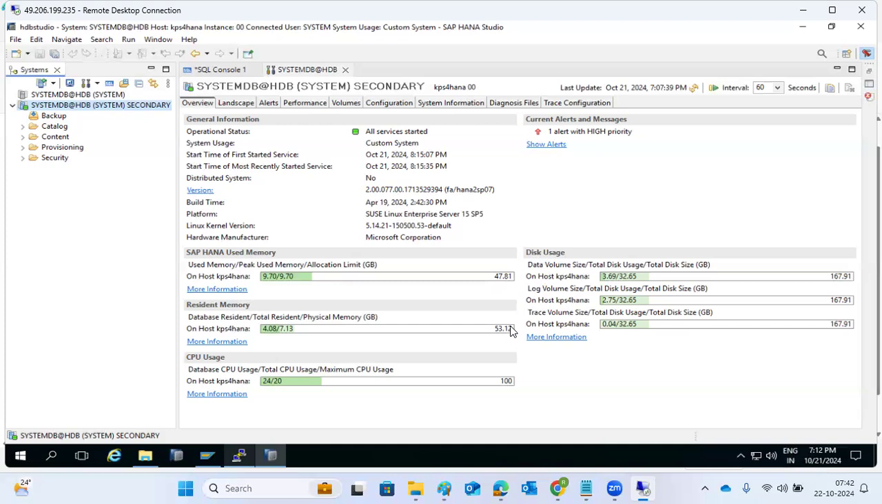Is it based on 90 days, or based on the occupied memory also? Occupied memory plus additionally how much you require, that you also need to purchase. So if we are saving more data, we have to purchase more license from SAP. Yes, more license we have to purchase.